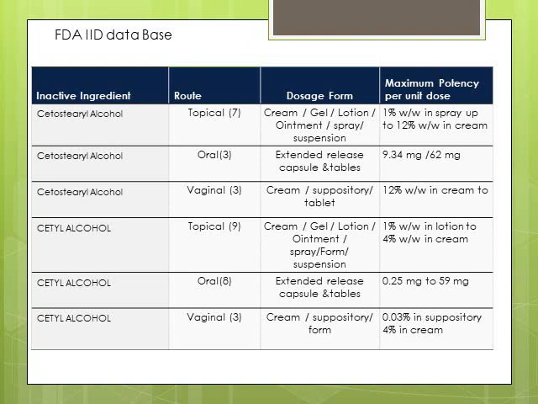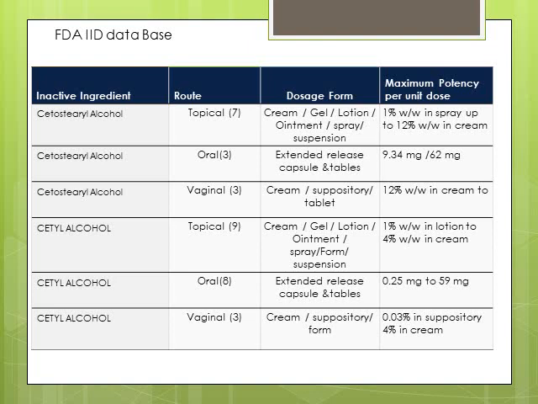In the FDA IID database, cetostearyl alcohol is mentioned a number of times: 7 entries for topical drugs, 3 entries for oral, 3 entries for vaginal. For the topicals, we have cream, gel, lotion, ointment, spray, suspension, with the allowable limit between 1% in spray up to 12% in cream. In oral, we have extended release tablets and capsules, and the limits are 9.34 milligram or up to 62 milligram, depending on the dosage form. In vaginal products, we have 12% weight per weight.